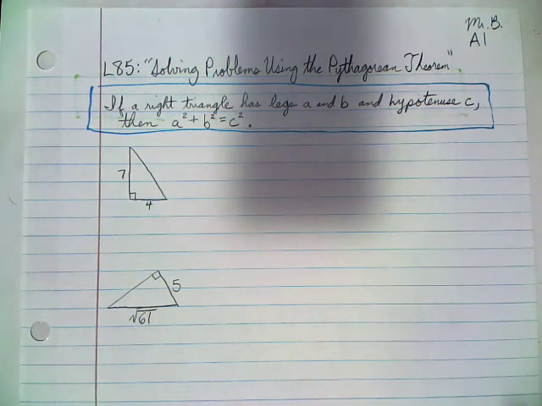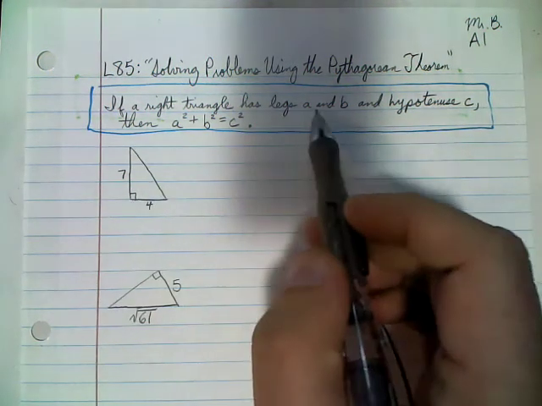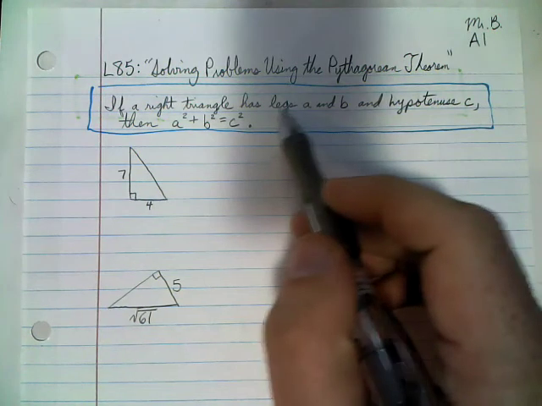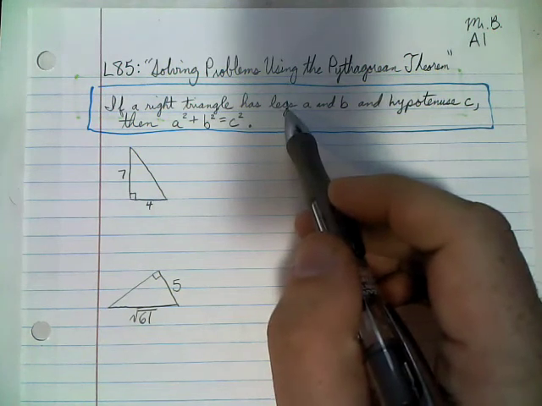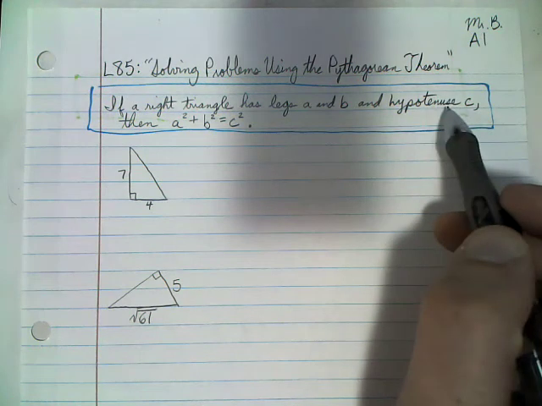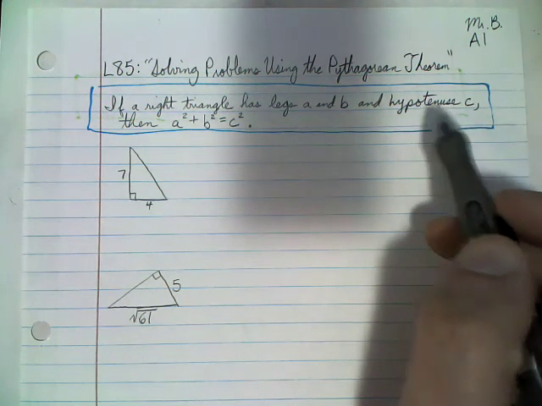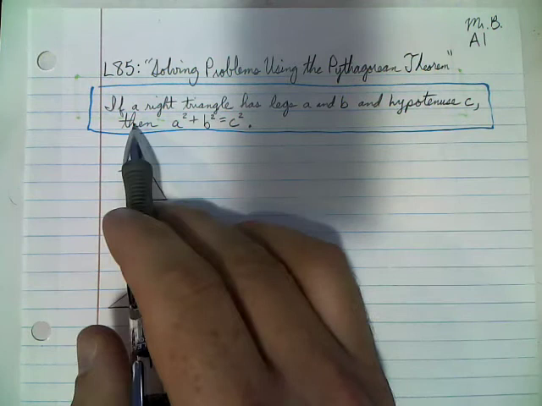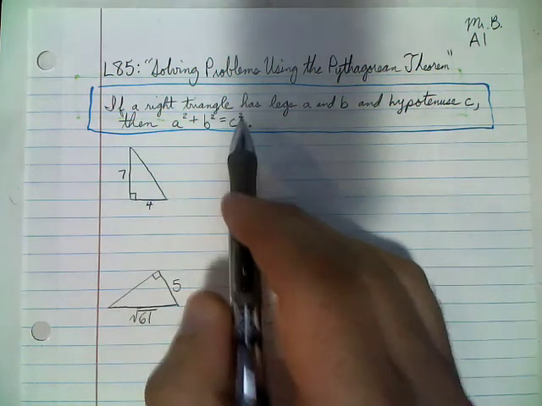The Pythagorean theorem says if a right triangle has legs A and B, and remember the legs are the two sides that make the right angle, and hypotenuse C, the hypotenuse, remember, is the longest side, the side across from the right angle, then A squared plus B squared equals C squared.